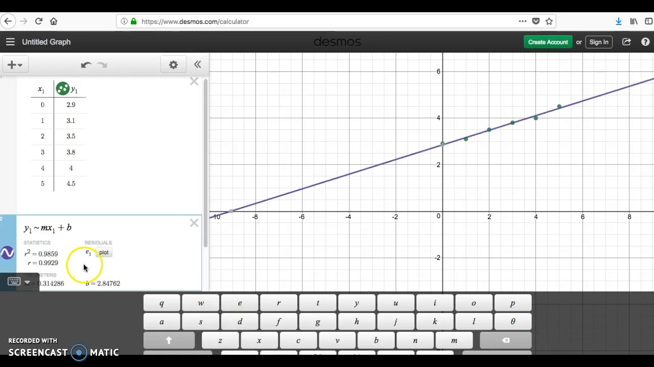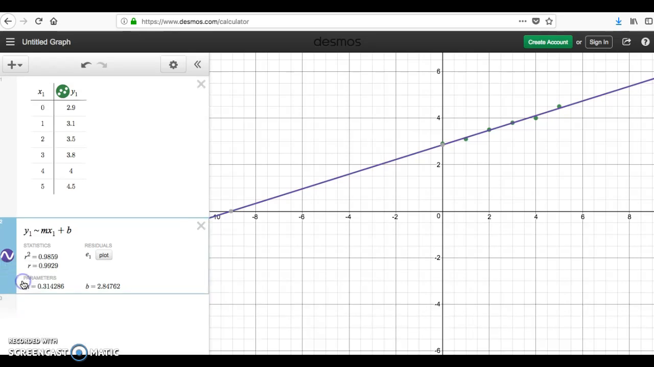So notice, and I'm just going to close this here so we can see a little bit more. Why do I need the sub 1 and the sub 1 here? Well, it tells Desmos that I want to use my x values from table 1, so notice that this x sub 1 matches this x sub 1, and this y sub 1 matches this y sub 1. So if we were to have multiple tables or multiple equations all at the same time, it tells Desmos where to look for the data points.